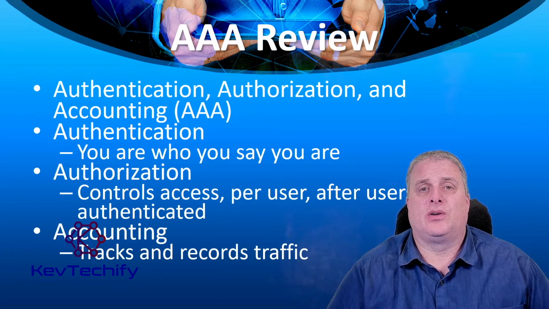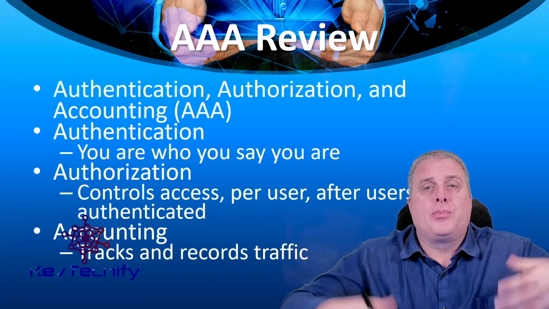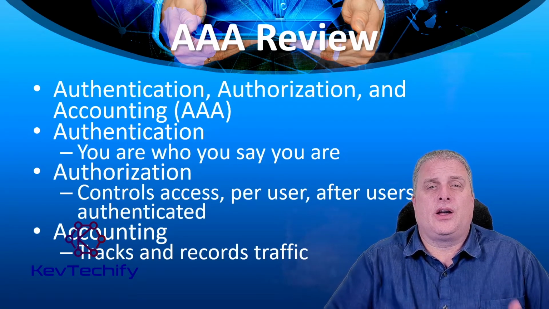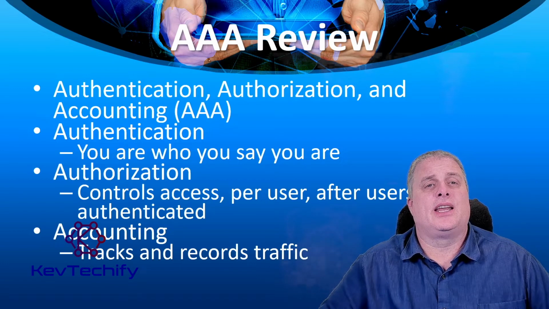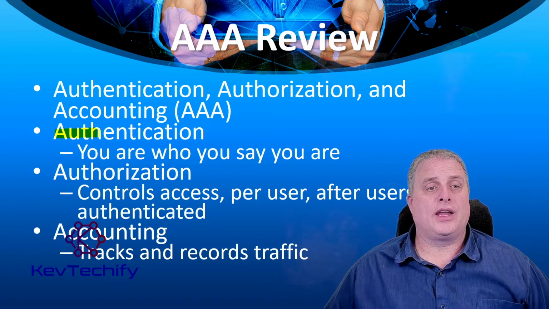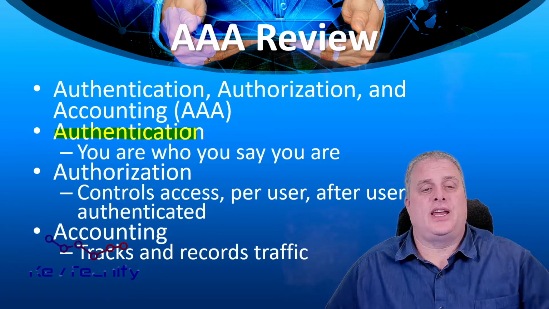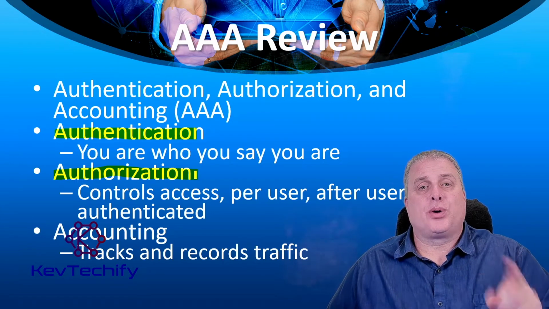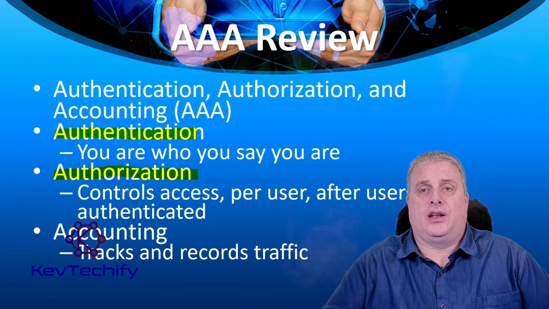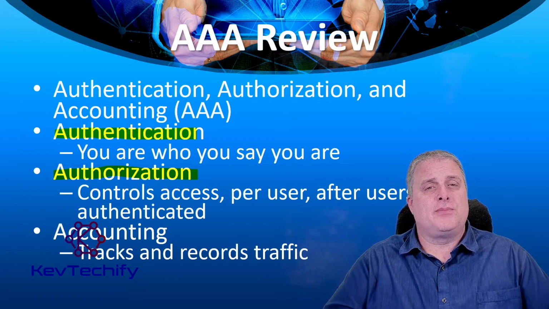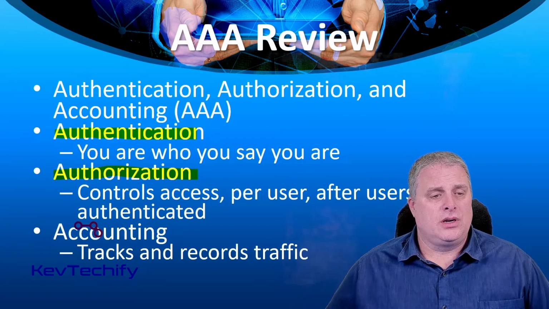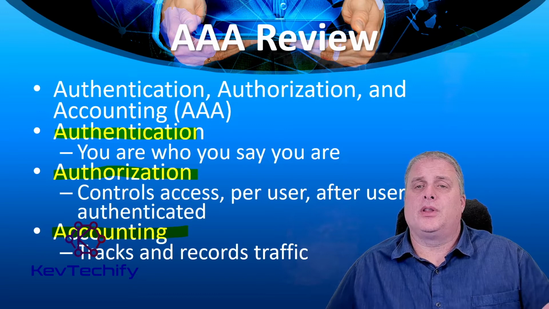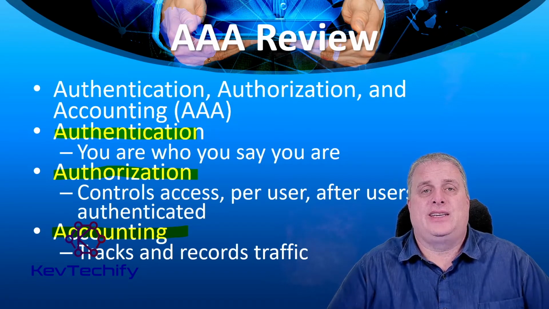Authentication, authorization, and accounting, typically referred to as AAA, provides an extra level of protection and user control. Using AAA, only authenticated and authorized users can be permitted to connect through the ASA. Authentication is proving you are who you say you are. Authorization controls access per user after the user is authenticated. Authorization controls the services and commands that are available to each authenticated user. Accounting tracks traffic that passes through the ASA, enabling administrators to have a record of user activity.